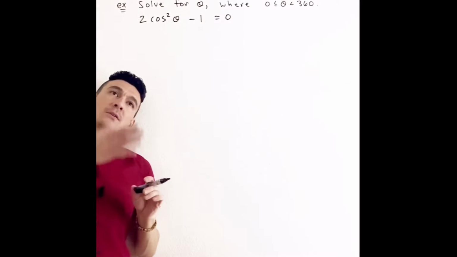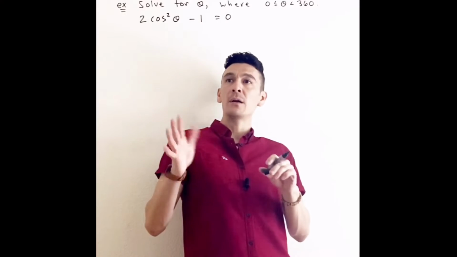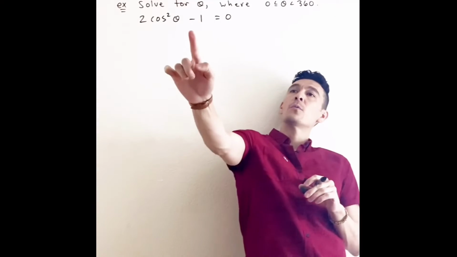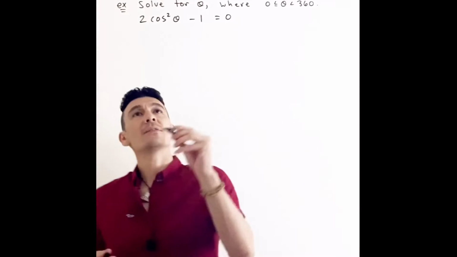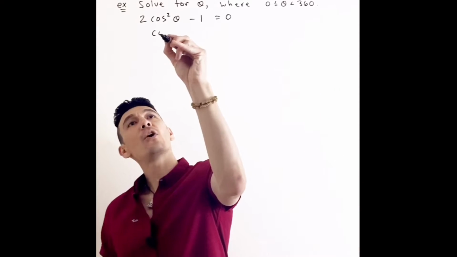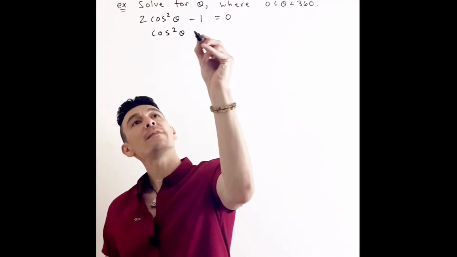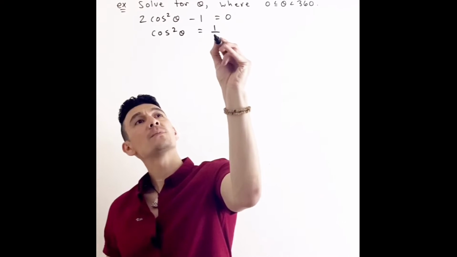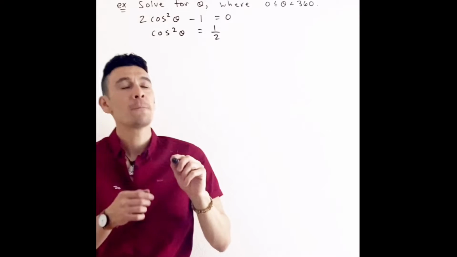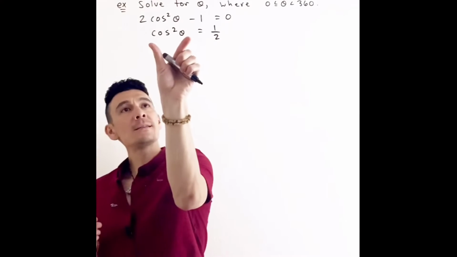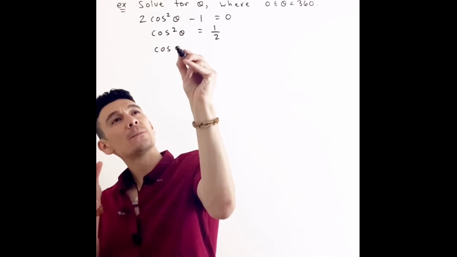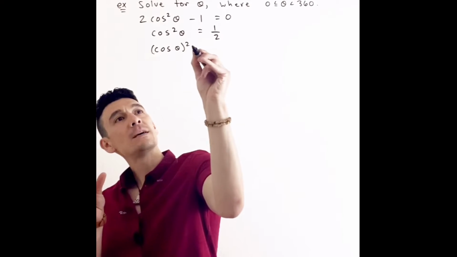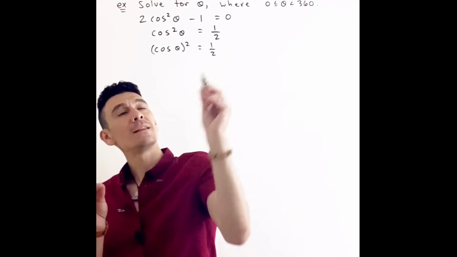So what can we do to this equation to make it look simpler? We can do little things like move the 1 across and then divide by 2. That'll tell us that cosine squared theta equals 1/2. And now this can be expressed with a slightly different type of notation, like that.